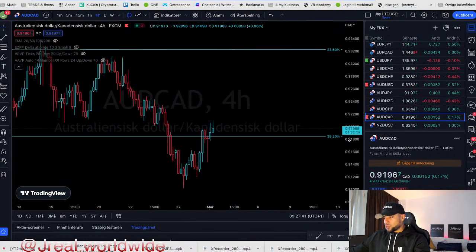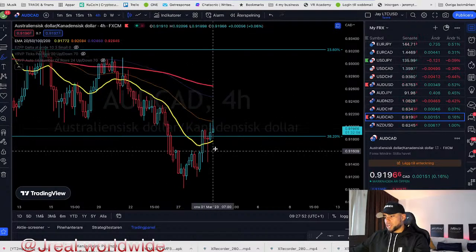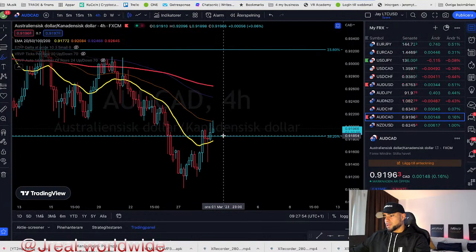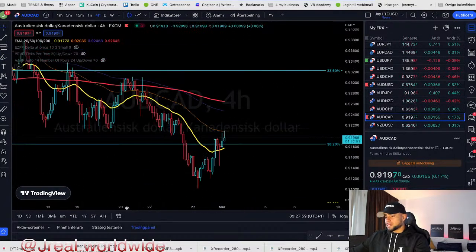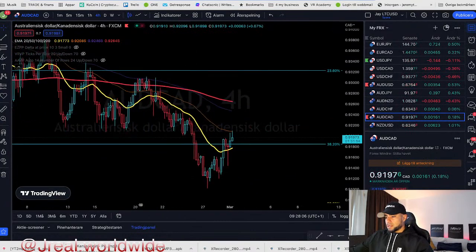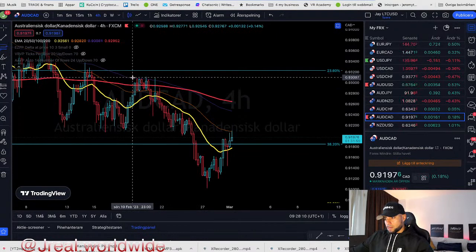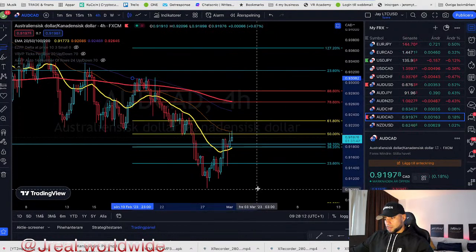So we have support from the 38.2 Fibonacci retracement. We want to know that. This is our support, which confluences perfectly with the 20-day EMA support here. So what that tells us is that the support got confirmed. So now it's even stronger support there. And let's do this.